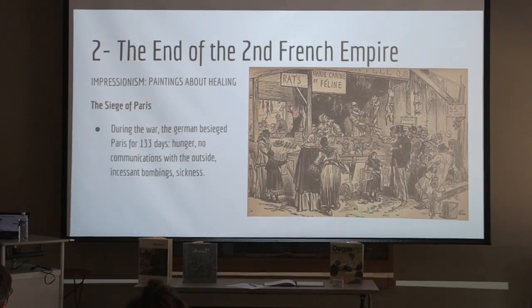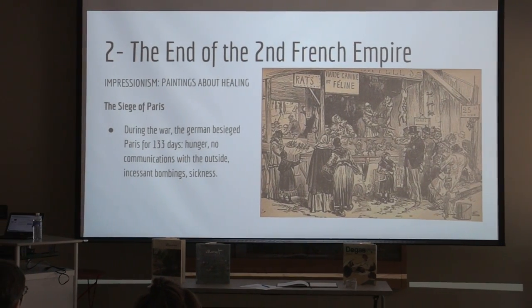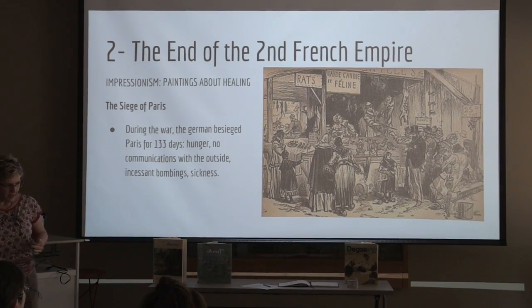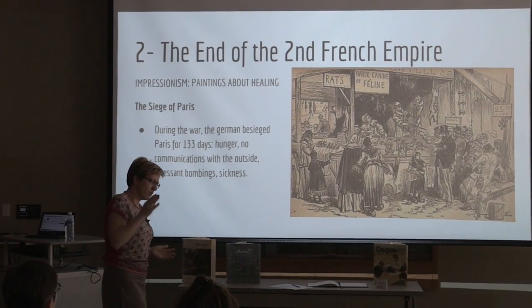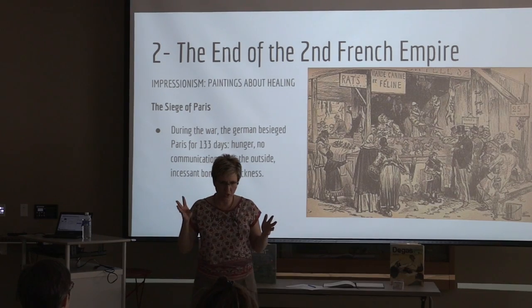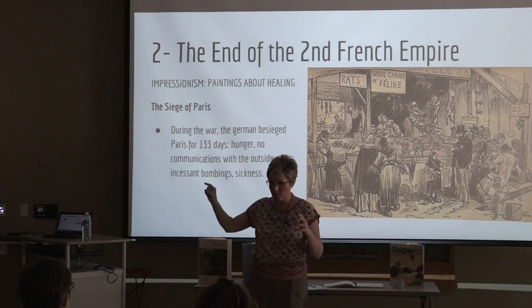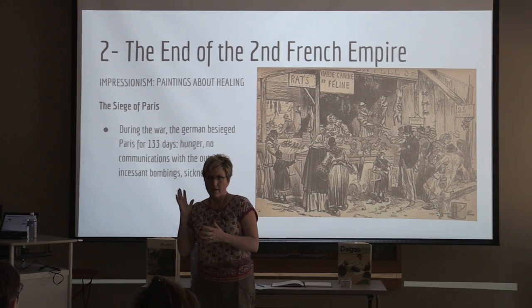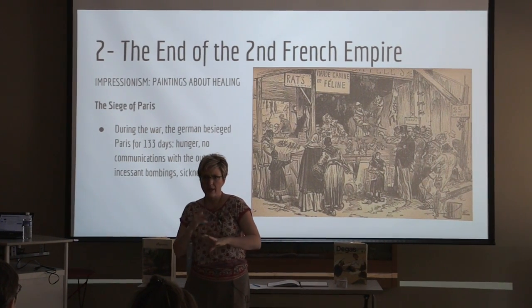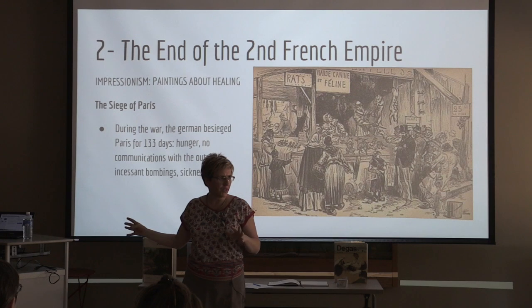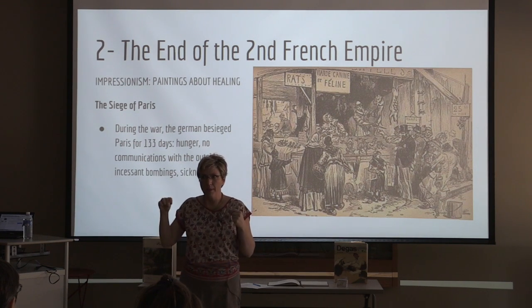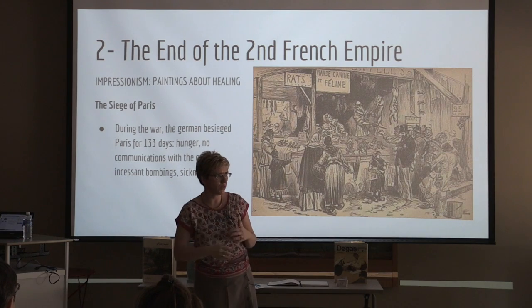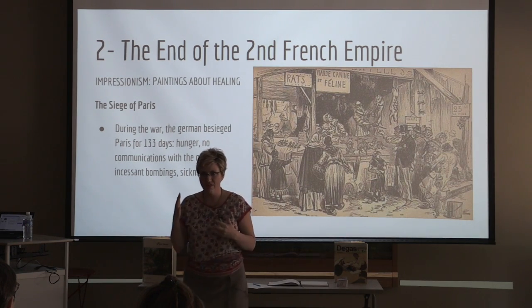Okay, the end of the Second French Empire. The Siege of Paris. To be quick, in 1870, there was a war between the French and the Prussians plus Germans, because they were not a big country yet. Then the French lost, and Napoleon III had to flee. A new republic, the Third French Republic, took over and kept on fighting.